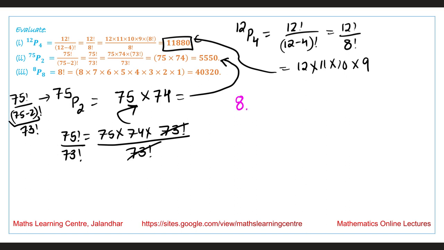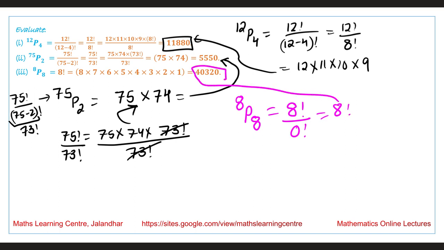Next is 8P8. We know it is equal to 8 factorial divided by 8 minus 8 factorial, which is 0 factorial, so it is 8 factorial. The value of 8 factorial, if we calculate, is 8 into 7 into 6 into 5 into 4 into 3 into 2 into 1. When we calculate this value, the answer we will have is 40320. This is the answer that we will have.